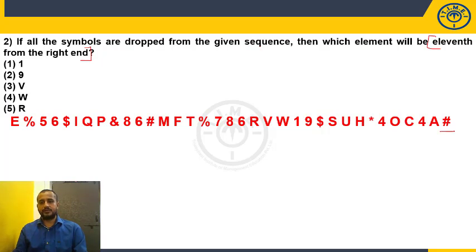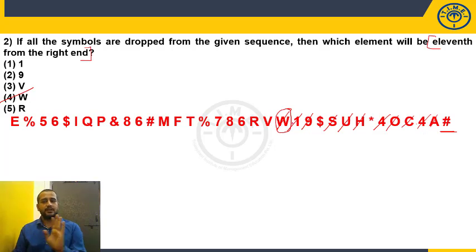So here is the right hand position, right hand first element. So we have to start counting from here, but the symbols are dropped. So without counting the symbols, don't write the new sequence. When you start counting from the right hand, don't consider the symbols. That is enough. 11th. 1, 2, 3, 4, 5. Here is the symbol. No need to count it. So 6, 7, 8. Symbol. No need to count it. 9, 10, 11. What is the element? W. Choice 4. Very simple.